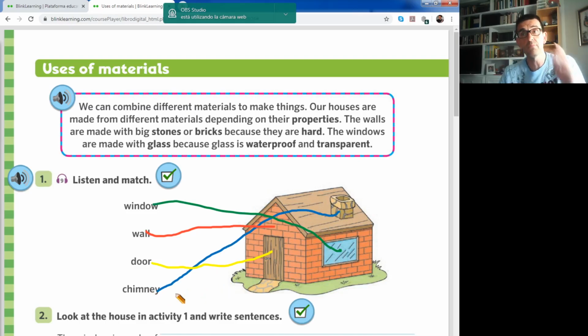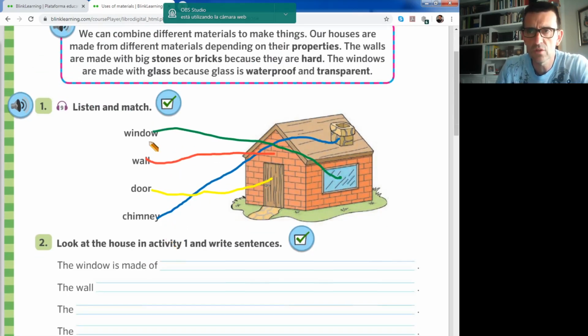So remember, very important, we combine different materials to make things. Combinamos materiales para hacer las cosas, depending on their properties o depending on the things we need to do, o dependiendo de las cosas que necesitamos hacer. ¿De acuerdo? Vale. Now you stop the video and you match the pictures to the words.